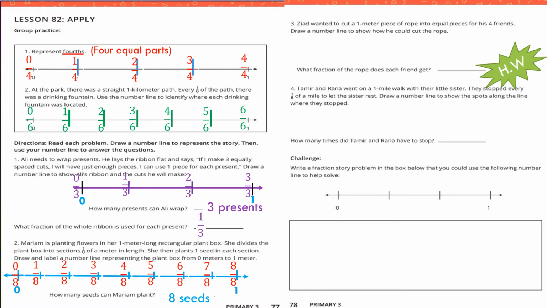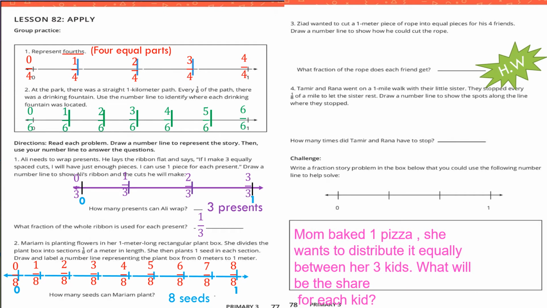Our challenge here, write a fraction story problem in the box below that you could use the number line to help solve. Okay, look at the number line. This number line is split or divided into how many equal parts? Yes, 3 equal parts. So the denominator here must be what? Must be 3.